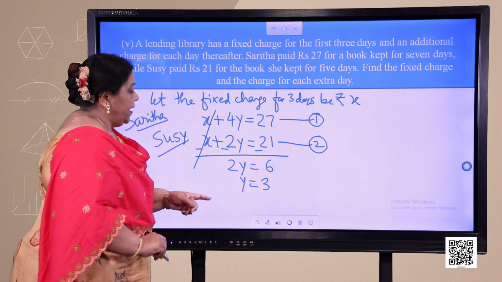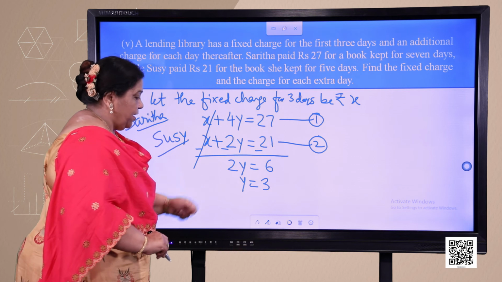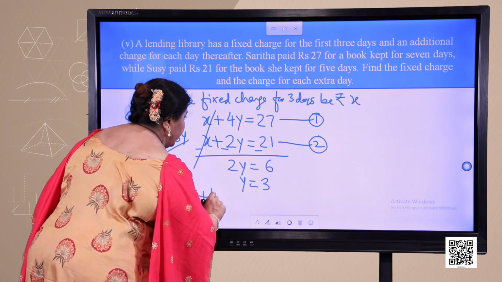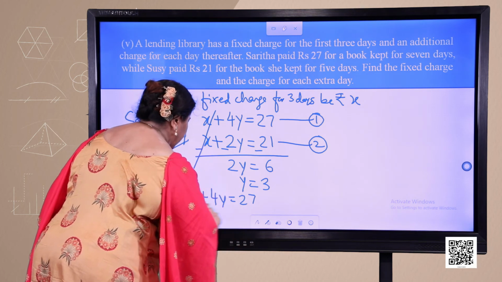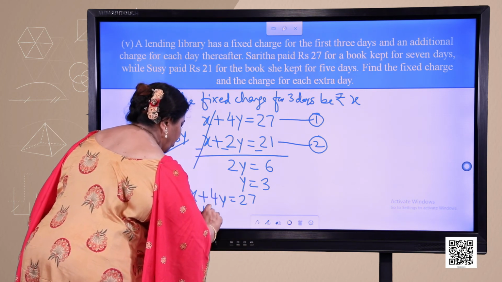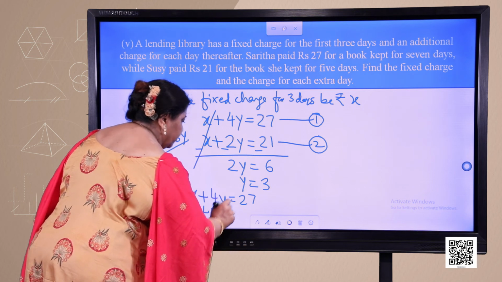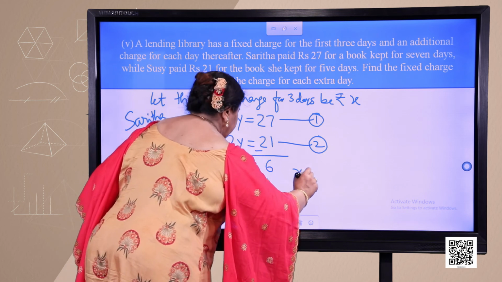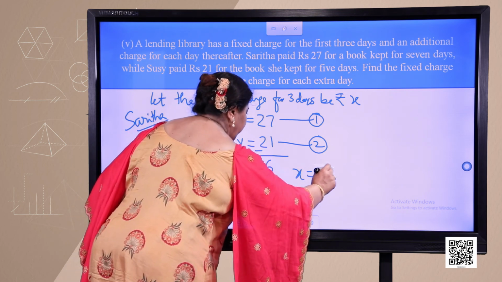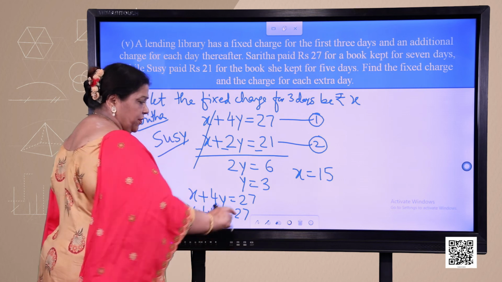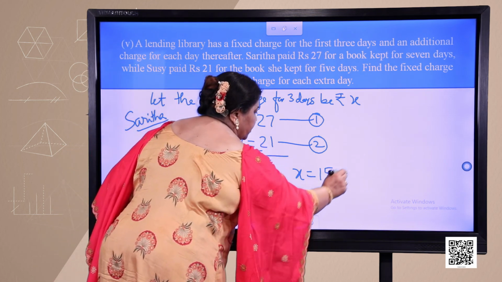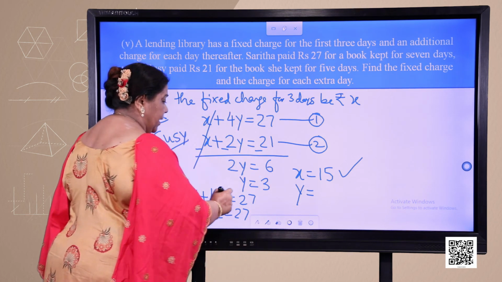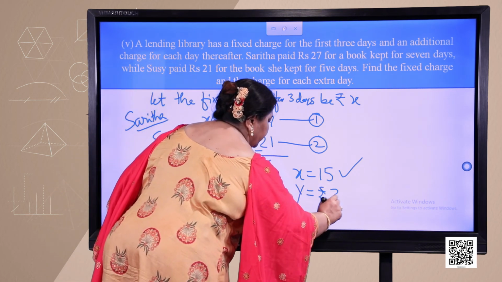That means, per day she has to pay 3 rupees extra for the book as rent. Now, x plus 4y is equal to 27. In this, if I substitute the value of y, 3 4s are 12, plus x is equal to 27. So, what are the fixed charges for 3 days? It is 15 rupees. 27 minus 12 is 15. So, the fixed charges are 15 rupees and the additional charges per day is rupees 3.